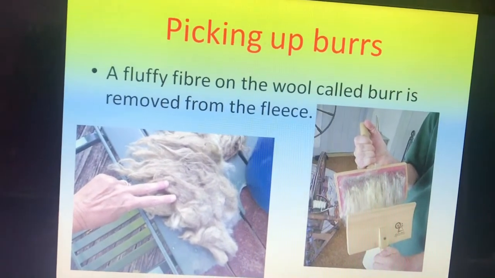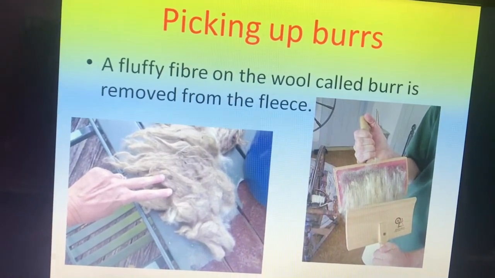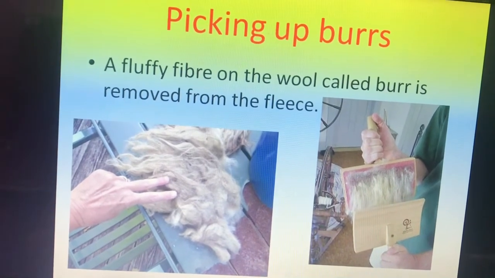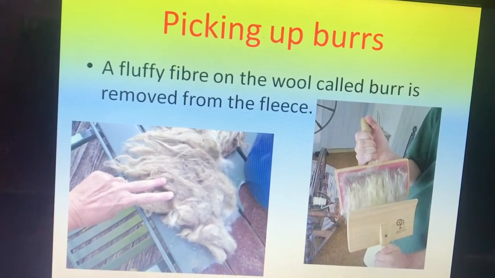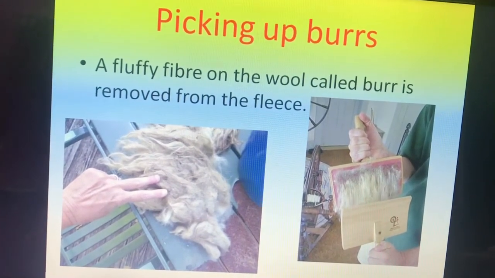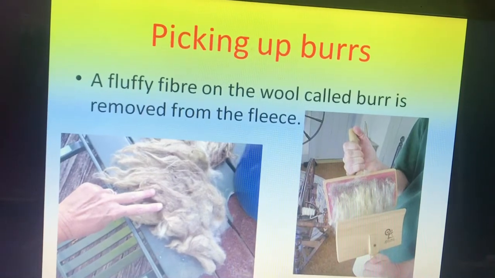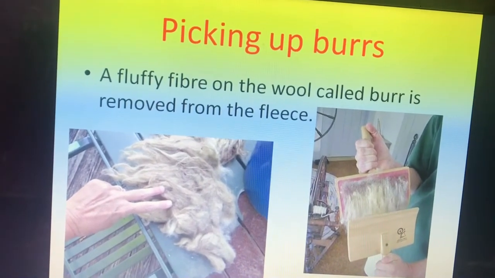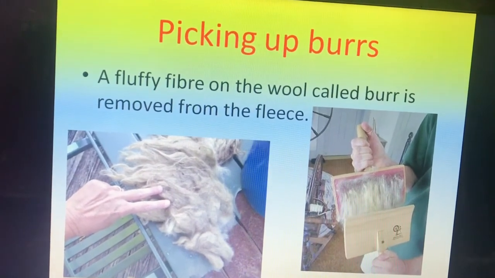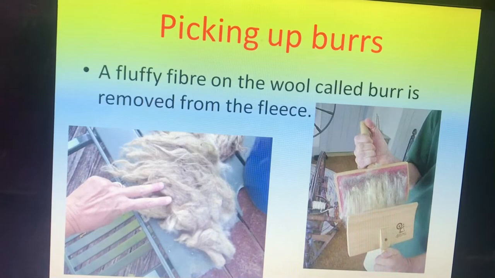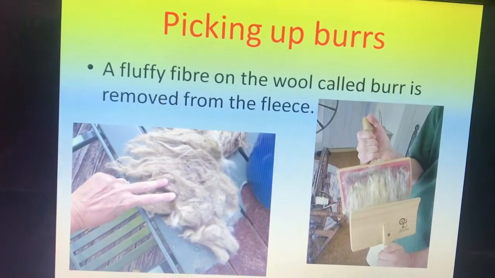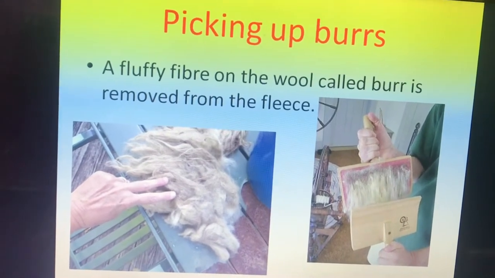Then you can see some ball like structures. They are knot like structures, some fluffy fibers that are developed on the wool. They are removed before processing the fibers into wool because they will hinder the process of spinning the fibers into yarn. Okay, so they are removed. These fluffy fibers are called burrs.